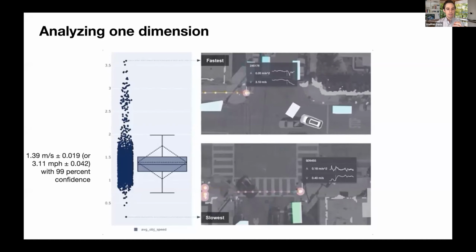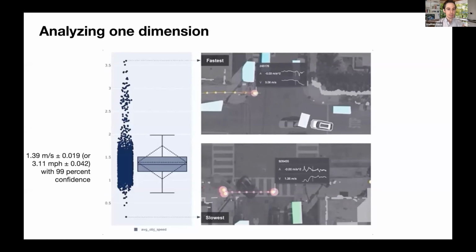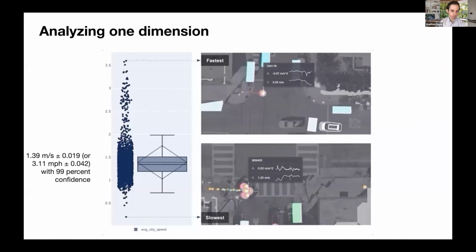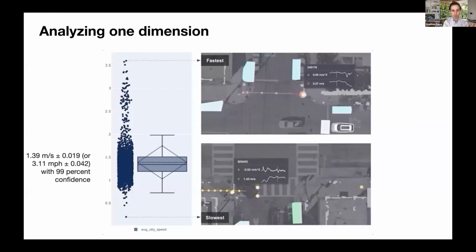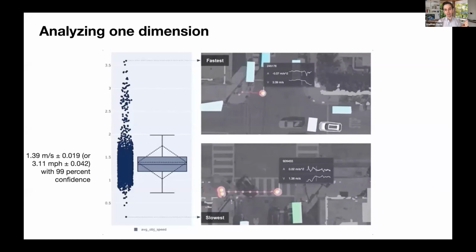And then the box plot is showing some summary statistics, including that the average value is 1.39 meters per second plus or minus 0.019 meters per second with 99% confidence.